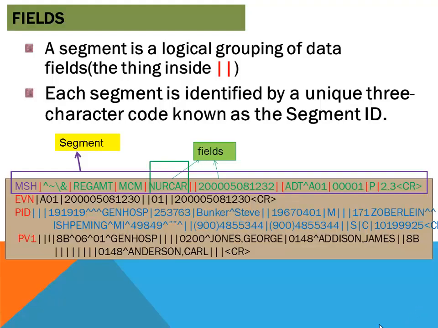As we just now know, a message is composed of segments. However, each segment is composed of fields. In fact, a segment can be defined as a logical grouping of data fields. Generally, they are separated by the vertical bar.